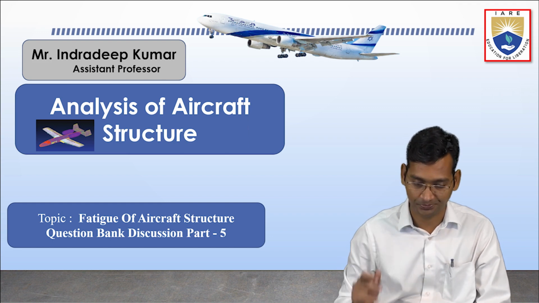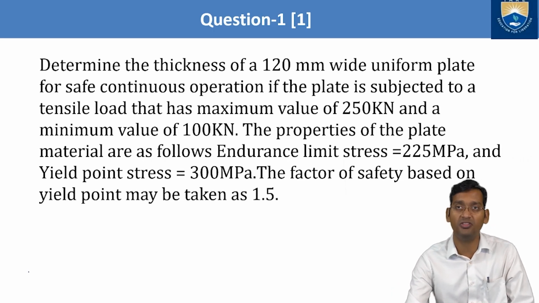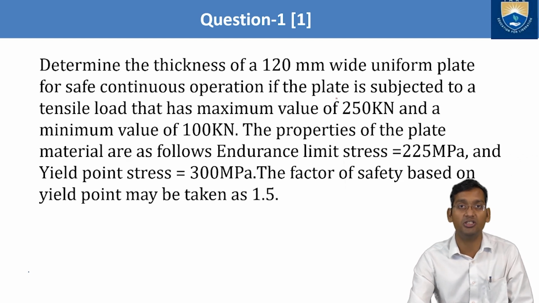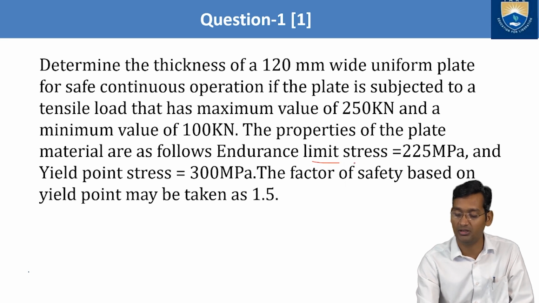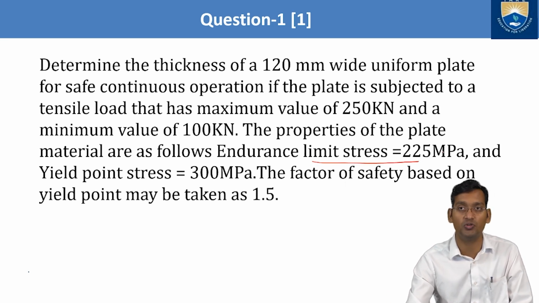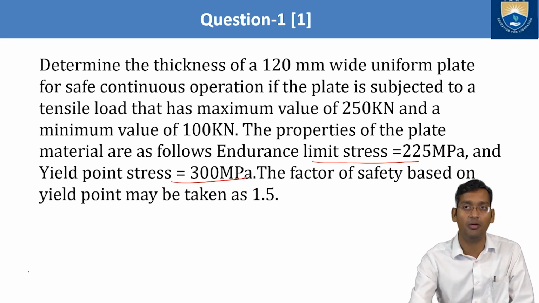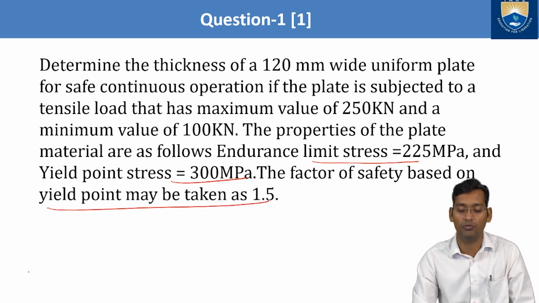Now the question is: determine the thickness of a 120 mm wide uniform plate for safe continuous operation if the plate is subjected to a tensile load that has a maximum value of 250 kN and a minimum value of 100 kN. The properties of the plate material are as follows: endurance limit stress as 225 megapascal and yield point stress as 300 megapascal. The factor of safety based on yield point may be taken as 1.5.